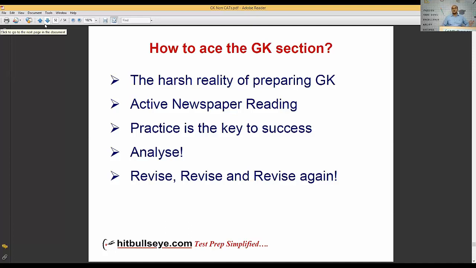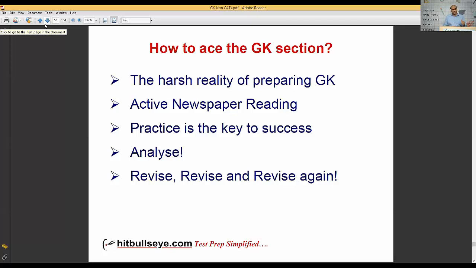Next, practice is the key to success. Now practicing is usually associated with verbal, quant, LR, etc. Right? However, GK requires as much, if not more. So you have to solve a lot of questions, past year questions, absolute must. Then do as many practice tests as possible. A lot of free tests are available on our website. Just go ahead and have a look.